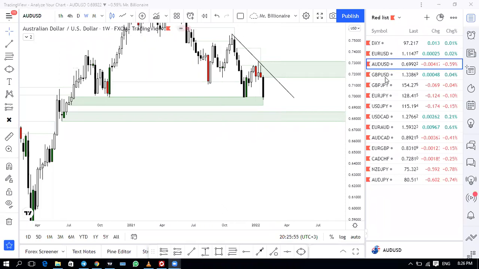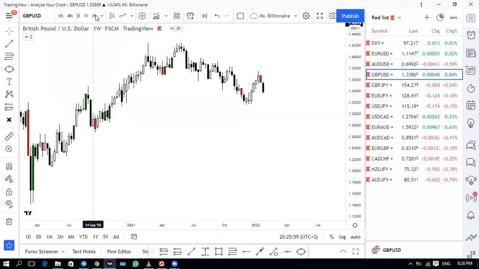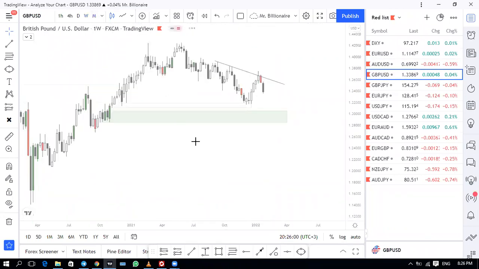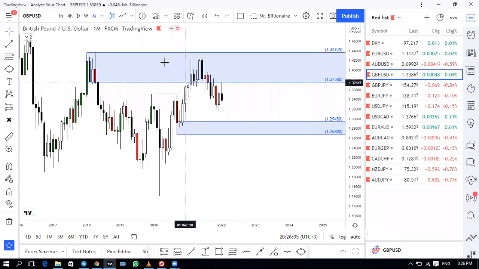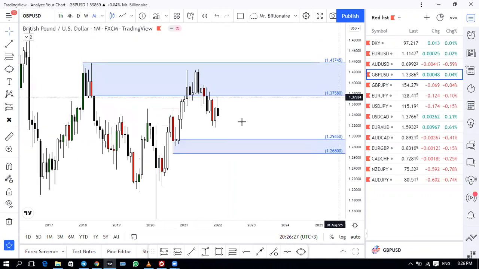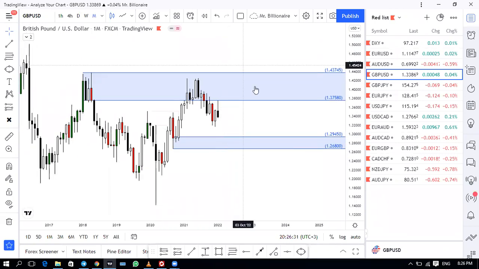Another pair is GBPUSD. GBPUSD on the monthly time frame, as you can see, we have supply in control, but this movement looks very corrective. The market is correcting, so I'm expecting a retracement, a monthly retracement to the monthly demand, and once the market reaches this area, I'm expecting more buying pressure and the removal of this level.